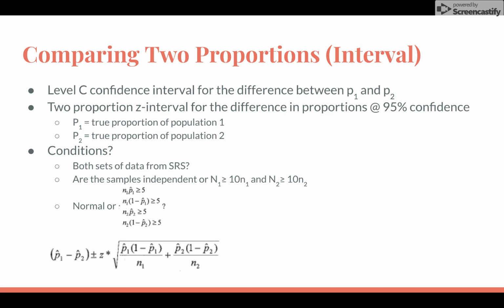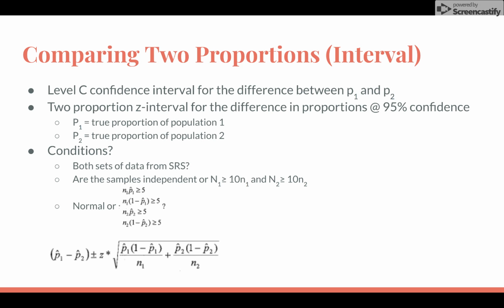And then you have to state your conditions, which are both sets of data from an SRS, and then they need to be independent, or the population must be greater than or equal to 10 times the sample size of both samples, and then they would need to be normal, and for the interval, your n1 times p hat 1 or n1 times 1 minus p hat 1 or 2 must be greater than or equal to 5. And then you would use this equation below to find the interval.